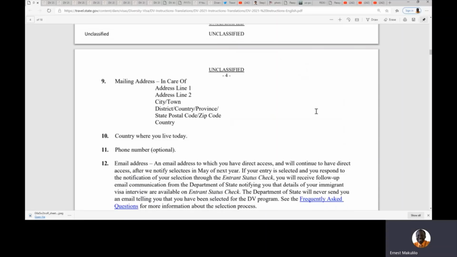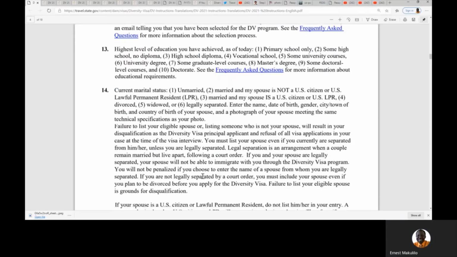Then there is the address, which you must put, whether you are care of somebody, it is a must. You have to put the country where you live today. The phone number is optional. Make sure you use a correct email address, because this is the email address the KCC will use to send you a message if you are supposed to go for the interview or if they need documents from you. Then you are supposed to put in the highest level of education and marital status. So if you are single, you put unmarried.